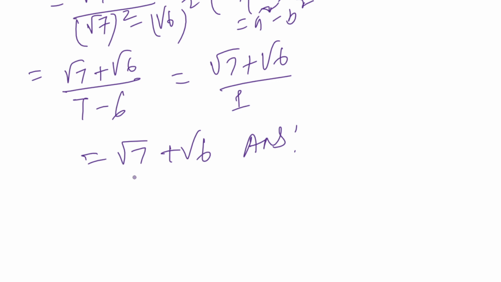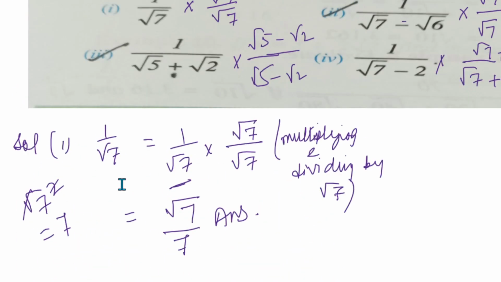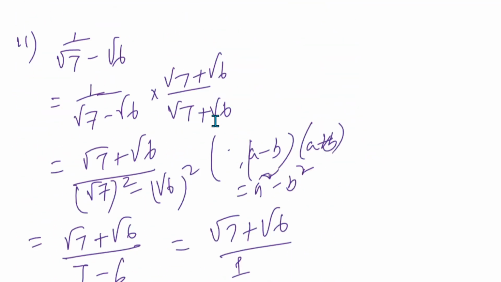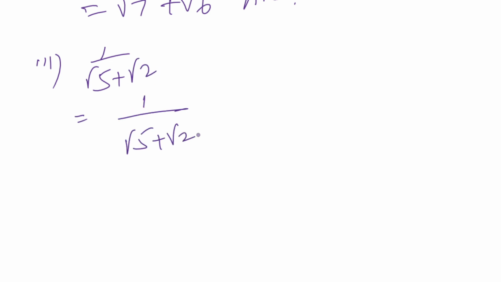This is a rational number, and this is an irrational number. So the addition of irrational numbers is itself an irrational number. Let's do question number 3: 1 by root 5 plus root 2. Same method.